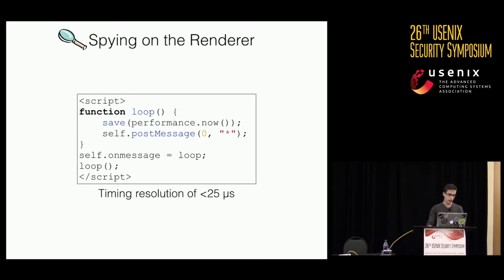And this is the code, again, only 5 lines of JavaScript that we need to obtain an event delay trace for the event loop of the renderer. We have the same loop function. First, we save the timestamp, and now we will use the postMessage API to post a message to ourselves, and then we simply define the loop function itself as a message receiver for these events. So we start posting a message, our function executes, we save the timestamp, and we post a new message, and so on. And with this technique, we get a resolution of less than 25 microseconds.